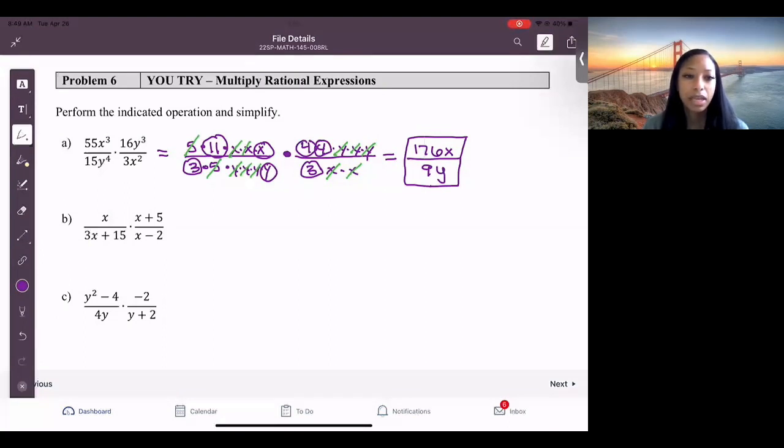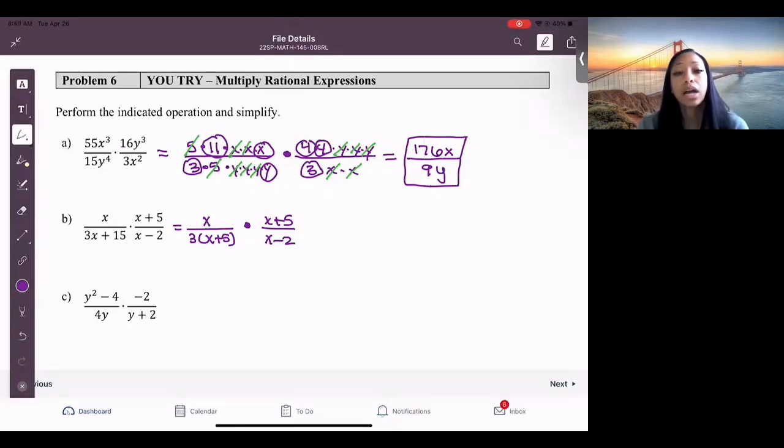In part B, we want to try to factor our numerators. Our first numerator is just X, nothing to factor there. The first denominator is 3X plus 15. This factors to 3 times X plus 5. Okay, and then our second rational expression is actually already factored. X plus 5 over X minus 2. No more factoring can be done.